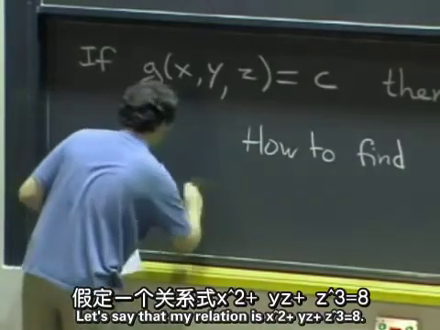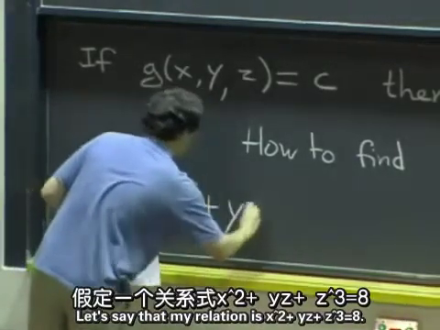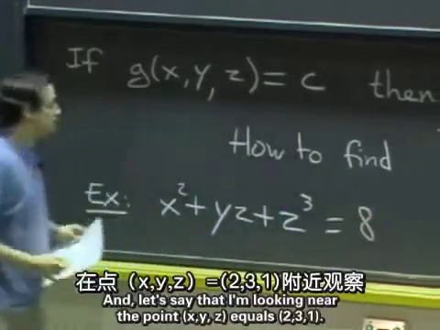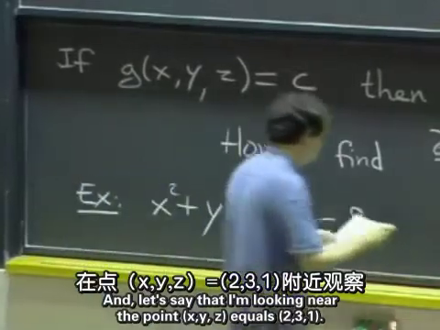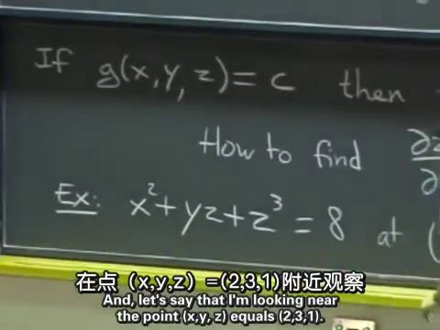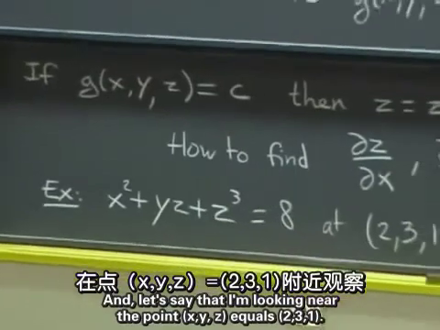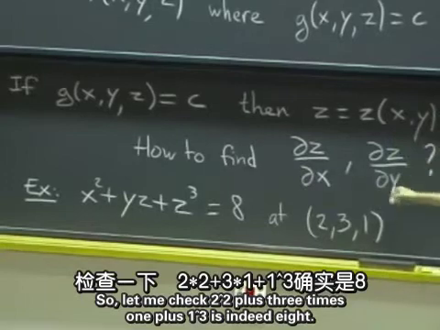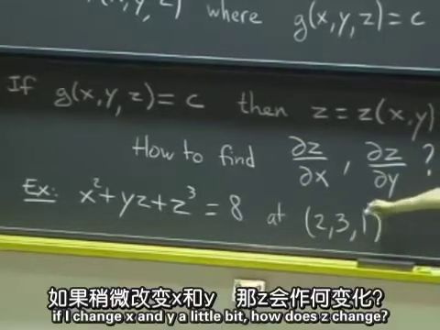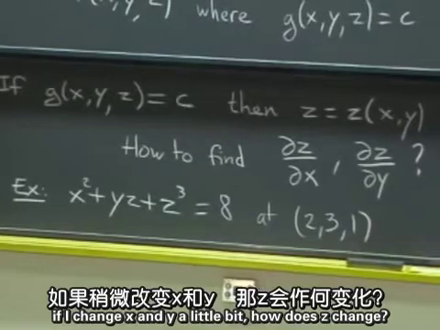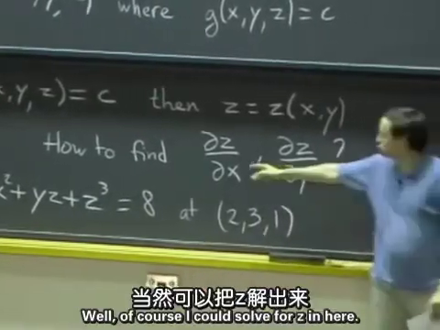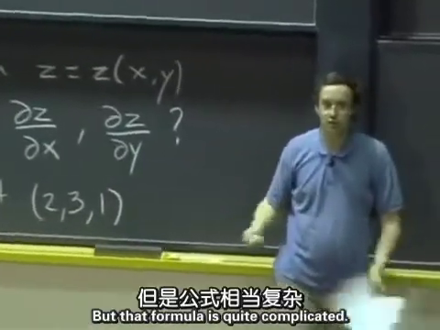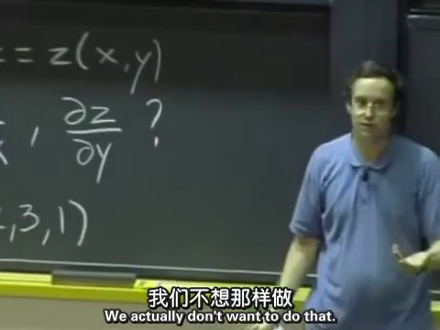Let's say that my relation is x squared plus yz plus z cubed equals 8. And let's say that I'm looking near the point xyz equals 2, 3, 1. So let me check. 2 squared plus 3 times 1 plus 1 cubed is indeed 8. Okay, but now if I change x and y a little bit, how does z change? Well, of course, I could solve for z in here. It's a cubic equation. There is actually a formula, but that formula is quite complicated. We actually don't want to do that. There's an easier way.